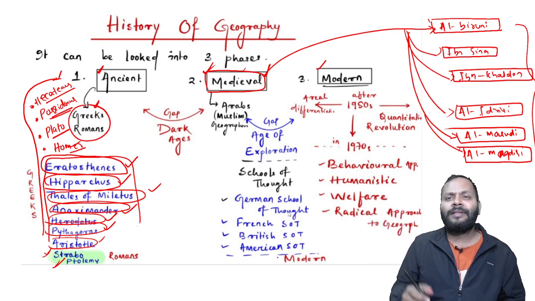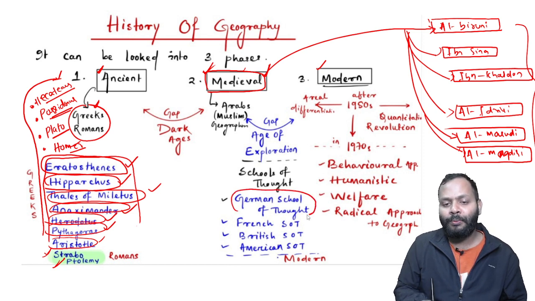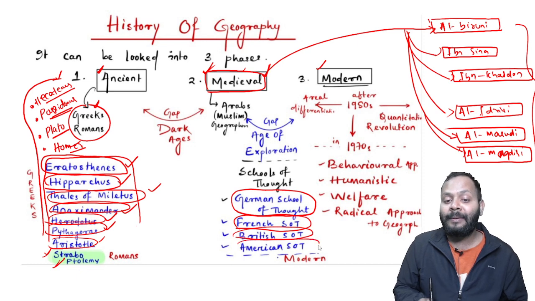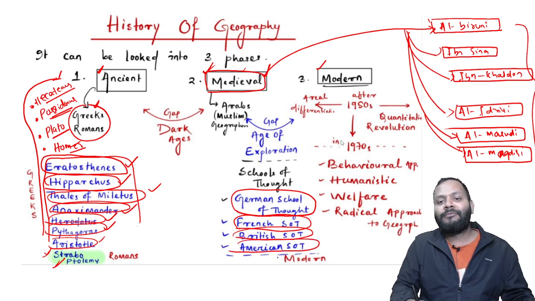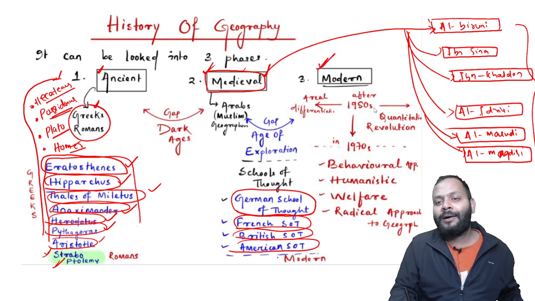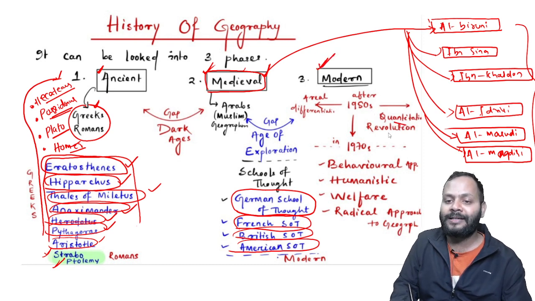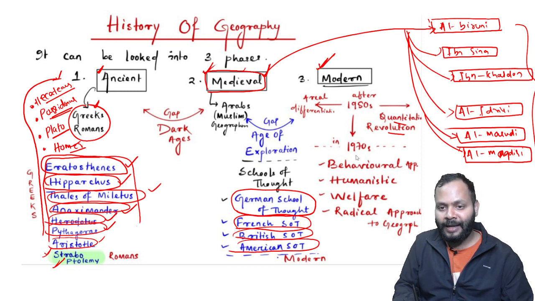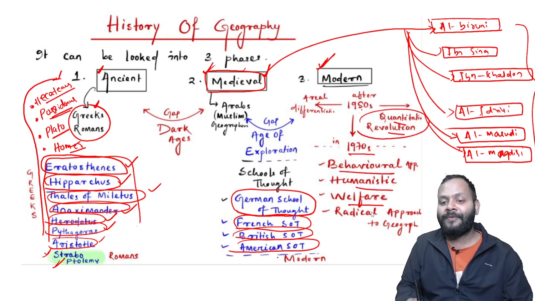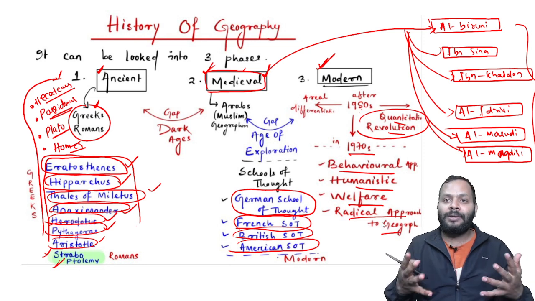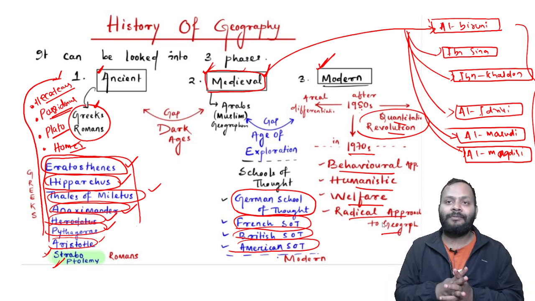And during that time there was a German school of thought. We will get into detail about the German, French, British, and American schools of thought. Later, in the modern period, after 1950 to 1970, these 20 years were the quantitative revolution. Then behavioral, humanistic, welfare, radical geography. Gradually, that is the contemporary part that we will understand.